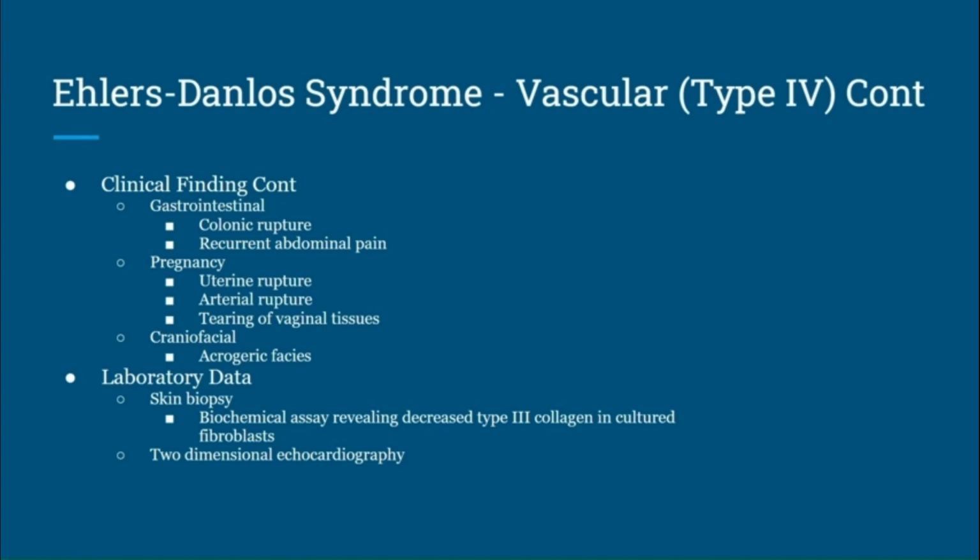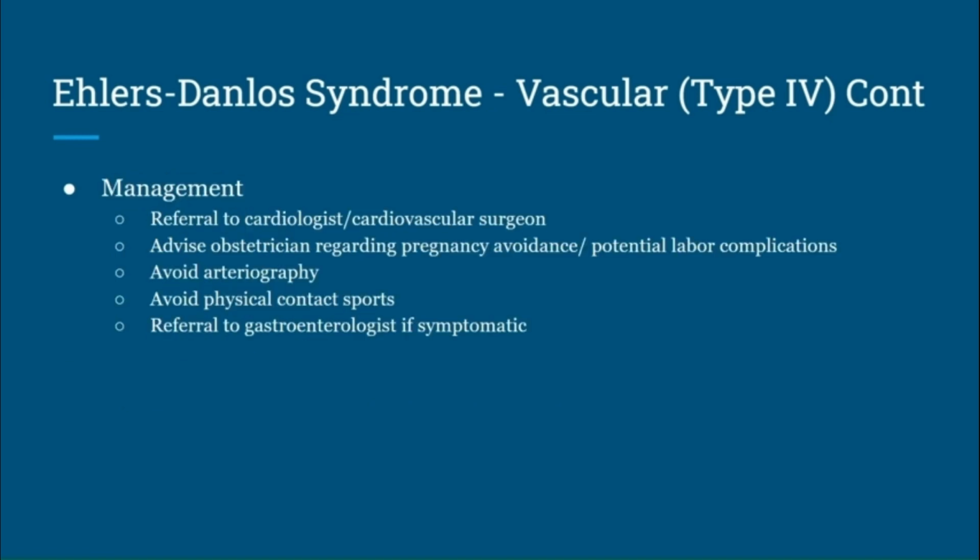Lab-wise, you could do a skin biopsy for type 3 collagen and try to get those in cultured fibroblasts. Also, you can do a two-dimensional echo, but I think DNA analysis is becoming the way of the future for diagnosing these. This one's going to need some management. Definitely some management here. So you're going to need to make sure that you're well established with cardiology and CT surgery. They're going to be high-risk pregnancies. So if they're a patient with EDS type 4 and they're going to get pregnant, it's high risk. And it's recommended to avoid physical contact sports for concerns of rupture. Okay?